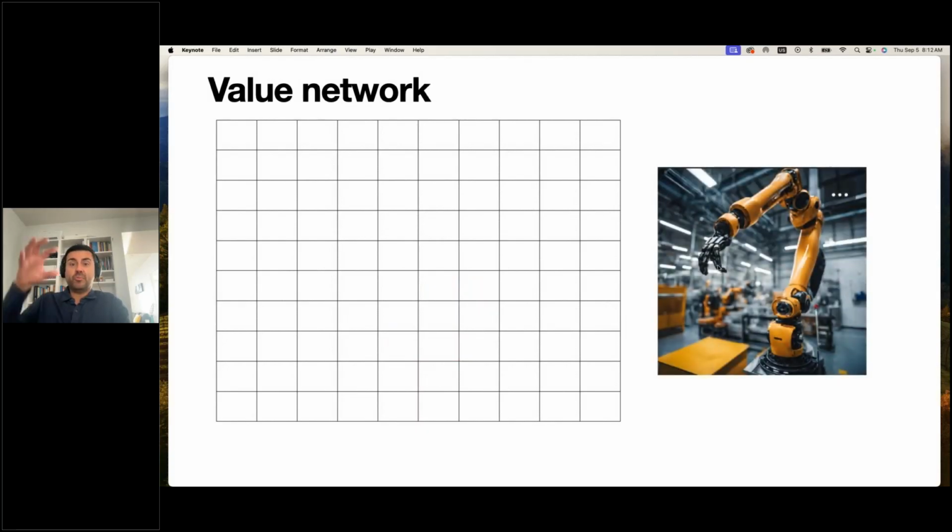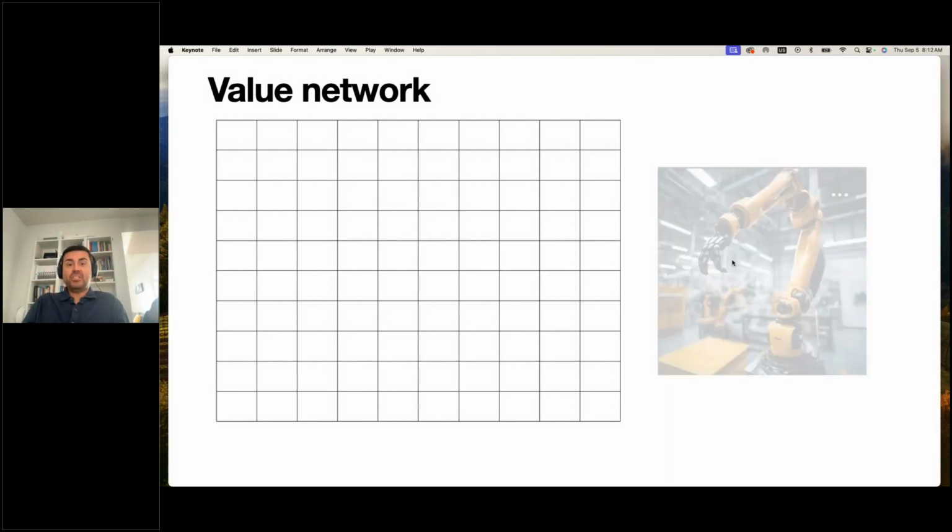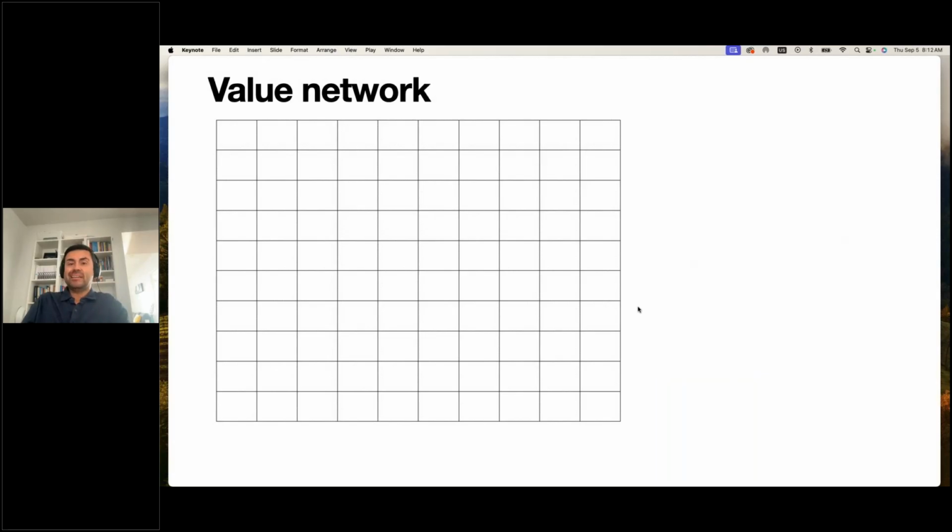If I'm training a robot hand to work, that's reinforcement learning, and I have infinitely many positions of the hand. I can't come up with a value for all of them. I can't come up with a policy for all of them. I need something, which is a neural network. So what happens with a neural network?